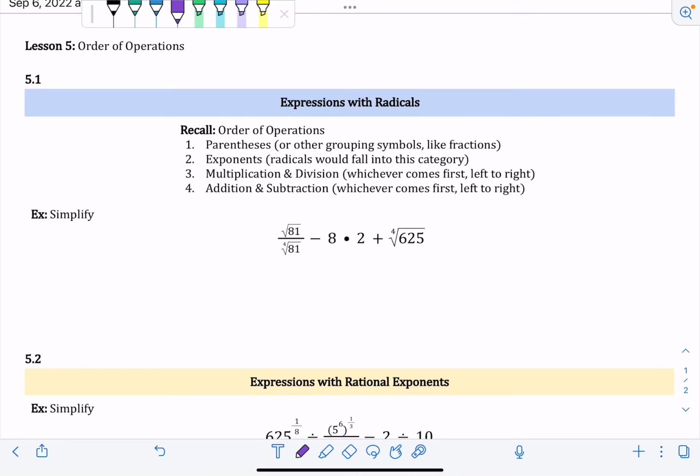Lesson 5 is order of operations, but with radicals and rational exponents. Before I get started, I want to warn you, these problems are not the easiest problems in the world, so don't feel bad if you need to rewind and rewatch any of the examples.